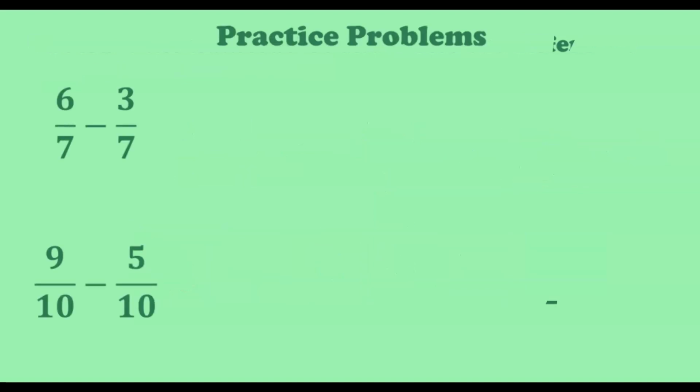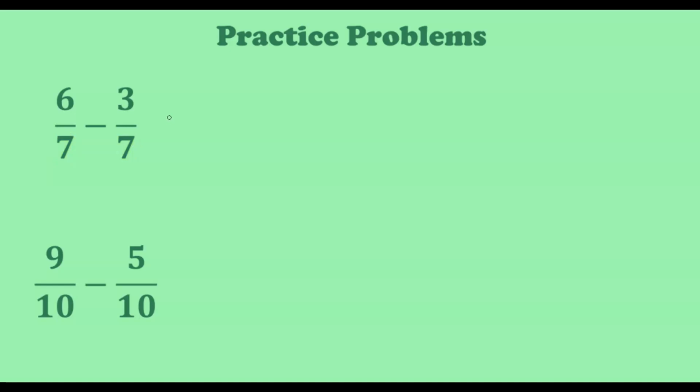Next, let us have a look at a few practice problems. Let us consider the first problem. We have 6 over 7 minus 3 over 7. First of all, let us check the denominators. That is, let us check what the numbers on the bottom are. So for the first fraction, 6 over 7, we can see that the denominator is 7. And for the second fraction, 3 over 7, we can see that the denominator is 7.